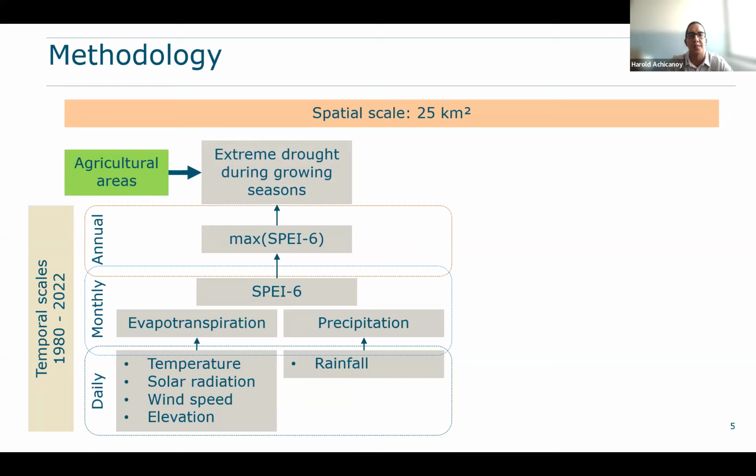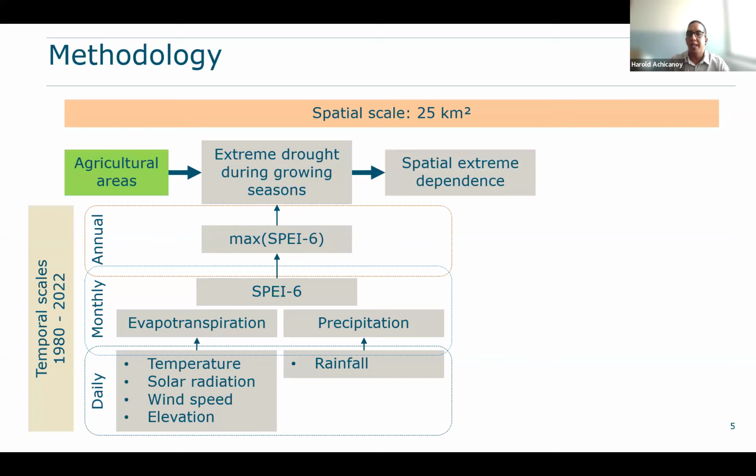We also did the analysis, sorry, defining regions where there is one predominant growing season and where there is more than one growing season. And we identify the extremes. So the extremes are defined by the maximum values of the SPEI in those regions and also in those time frames that we define.